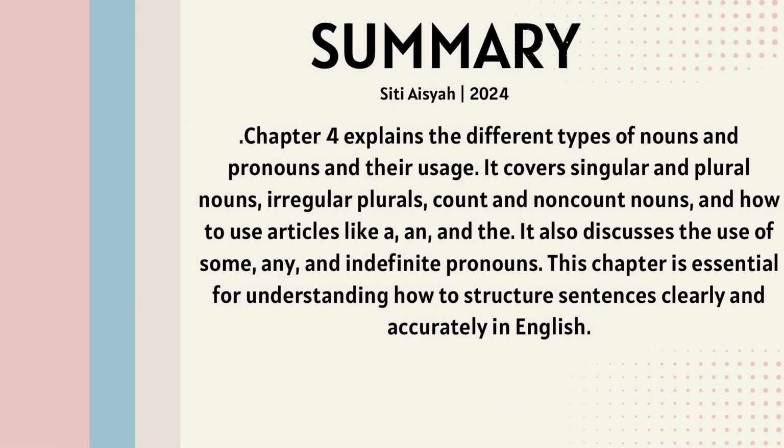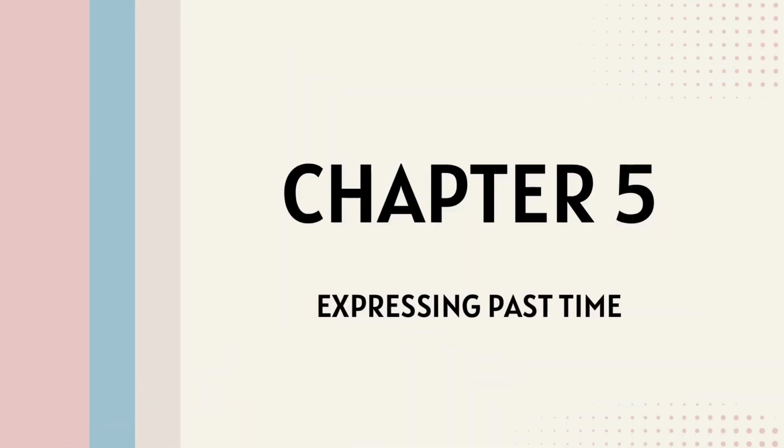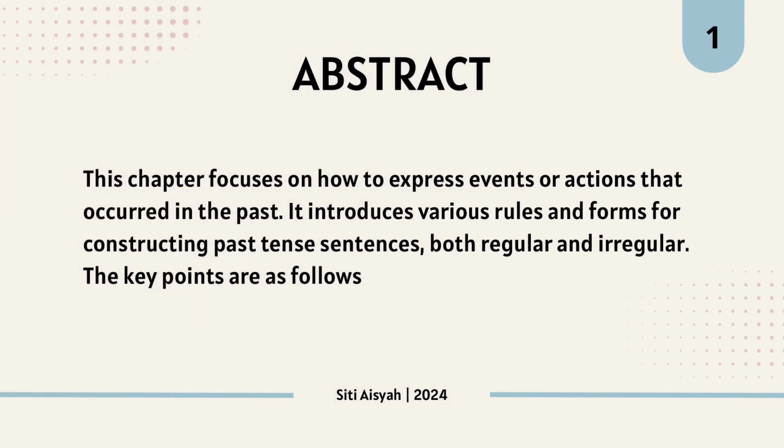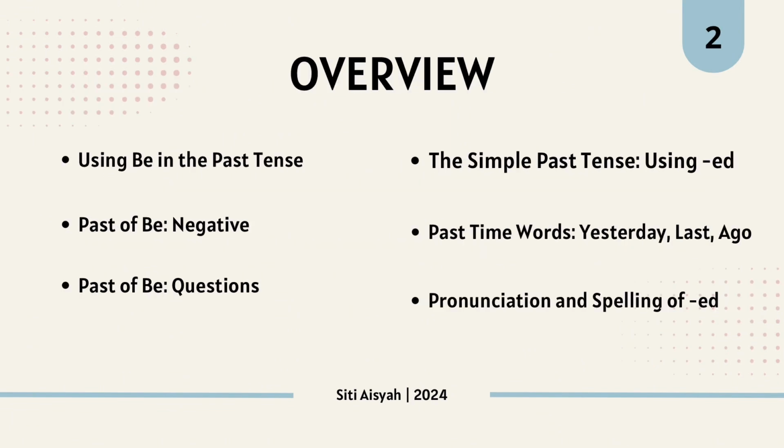This chapter explains the different types of nouns and pronouns and their usage. It covers singular and plural nouns, irregular plurals, count and non-count nouns, and how to use articles like a, an, and the. Chapter 5, Expressing Past Time. This chapter focuses on how to express events or actions that occur in the past.